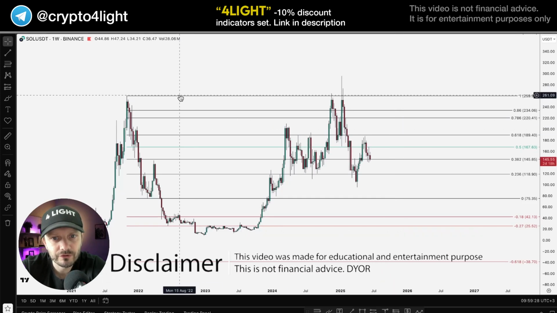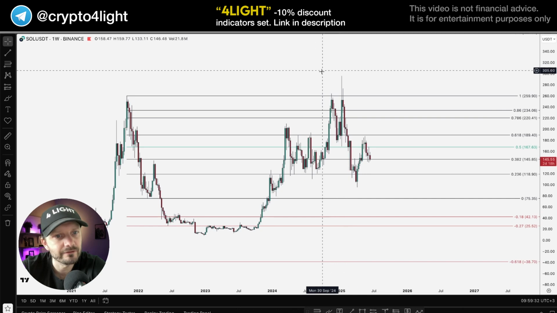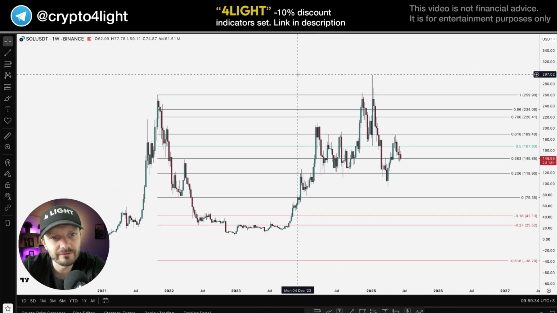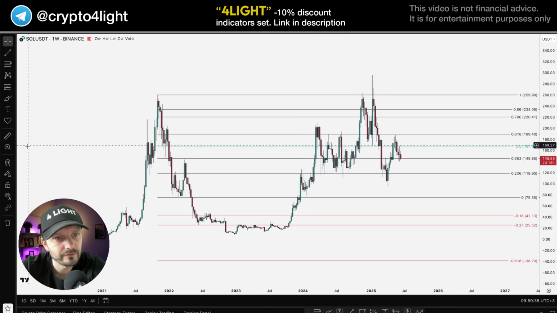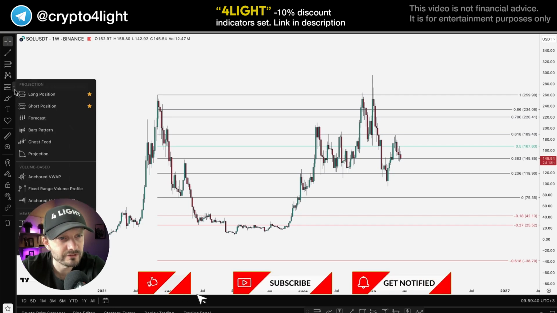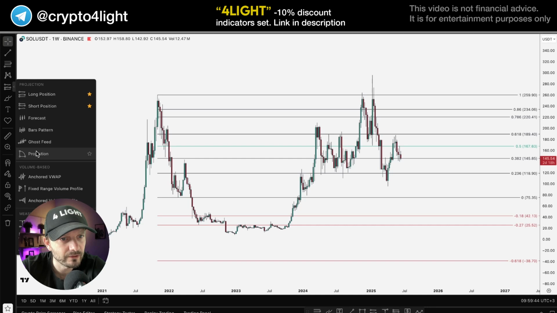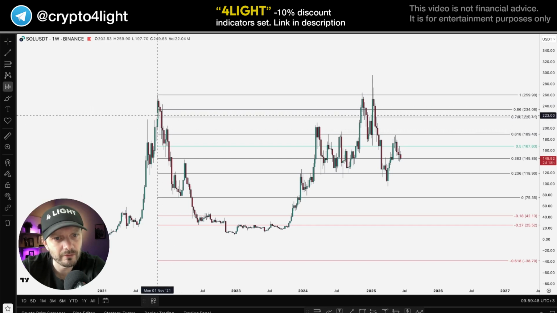Today we'd like to talk about the Solana SOL/USDT trading pair with my custom marker set. Let's dive in, guys. Recently I found on Twitter some interesting fractal, but I don't think it will play out. So let me check the bars pattern. I guess this one. So people now compare this drop and bounce with this drop and bounce.